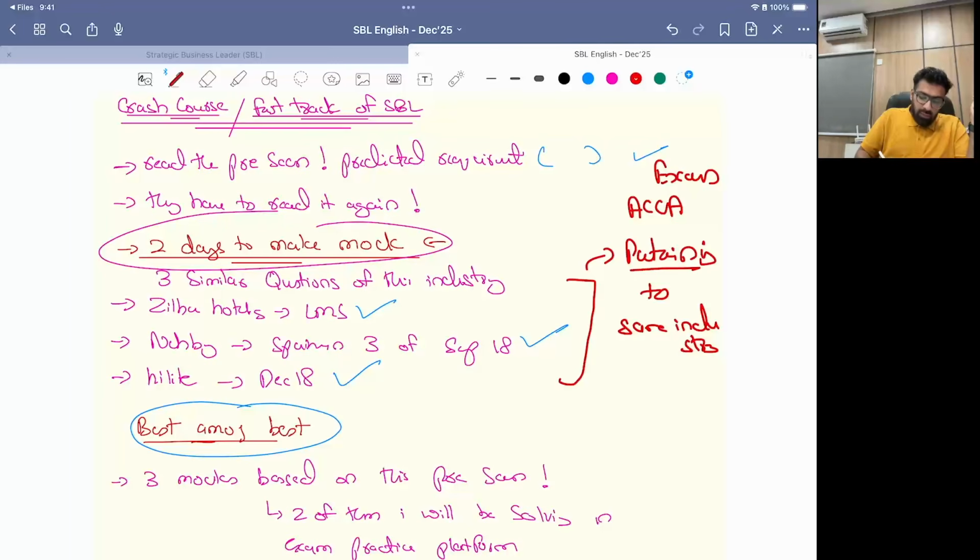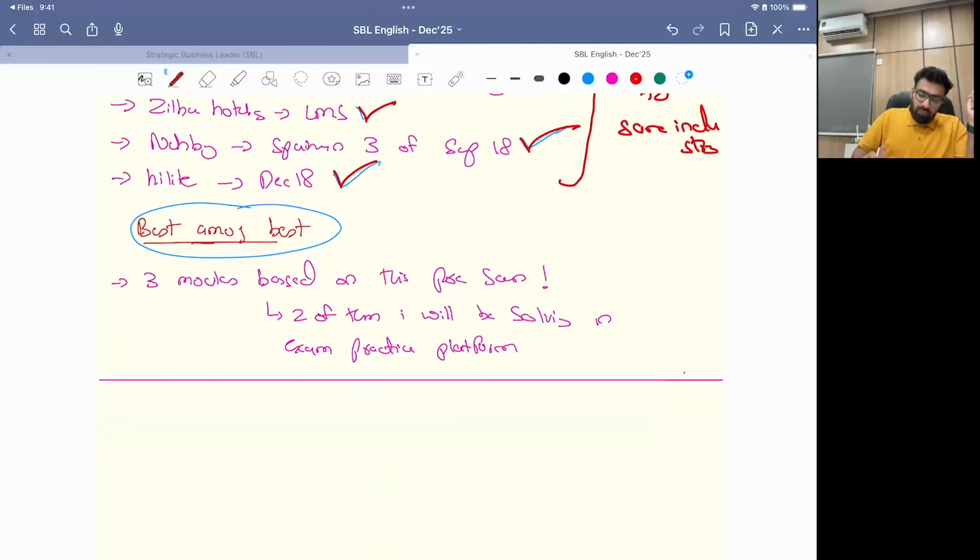I solved Zilba with you guys, I've posted it. I solved nearby with you guys. I've solved highlights with you guys, and now we are doing 3 mocks. So today is the class of mock 1, and in mock 1 of this pre-seen, I'll be solving particularly. I'll be reading it.